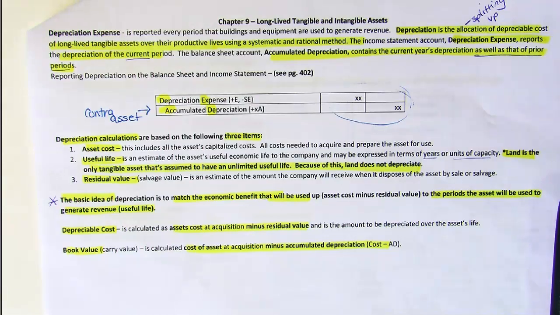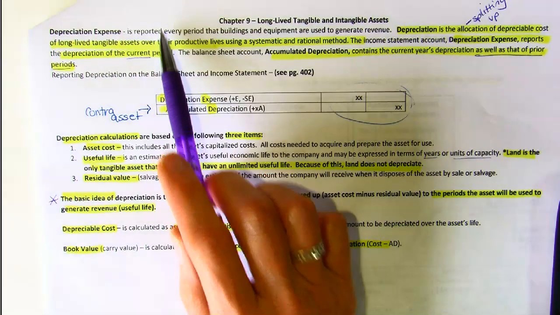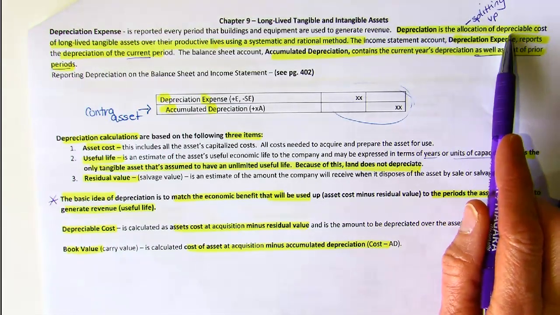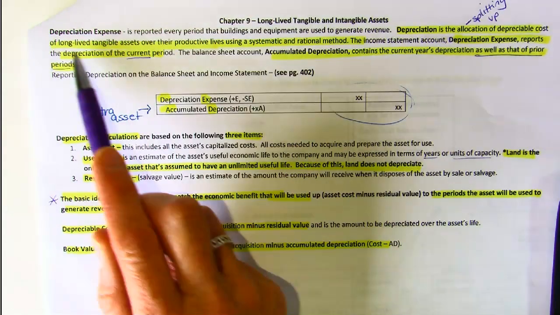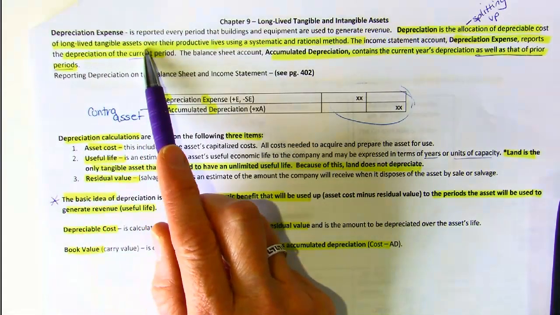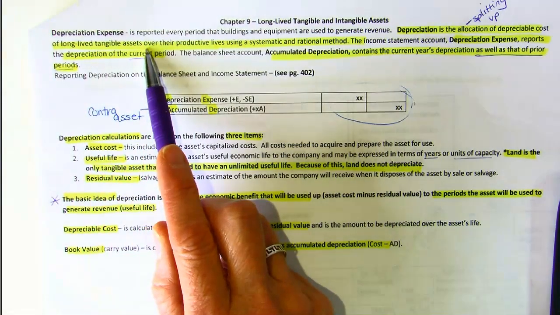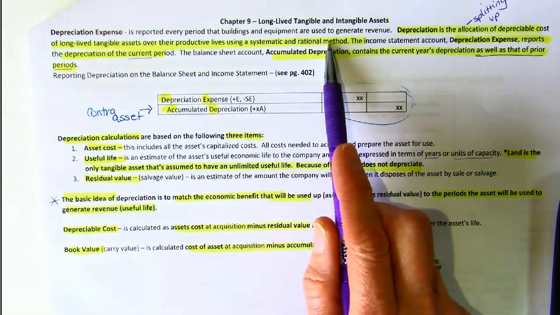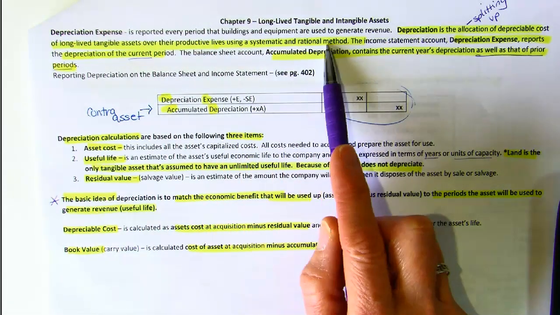Welcome to the second mini lecture in Chapter 9, and this deals with 3 methods we're going to learn to calculate depreciation expense. Let's do a quick review though. If you remember from Chapter 4, depreciation expense is the allocation of depreciable cost of a long-lived tangible asset, not land however, over the productive lives of those assets using a systematic and rational method. We're going to learn 3 of those methods.